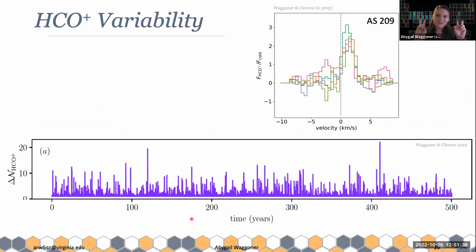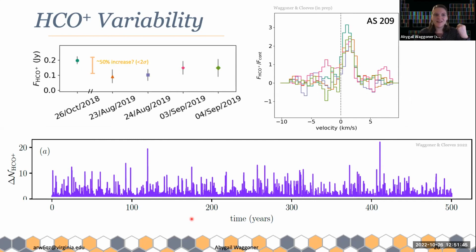And so if we consider our quote unquote most variable disk, which was AS209, we can see that the integrated line flux is approximately 50% higher on the variable day compared to the non-variable days, meaning that we need to see HCO+ enhanced by a flare by a minimum of 50% or more in order to confidently detect this.